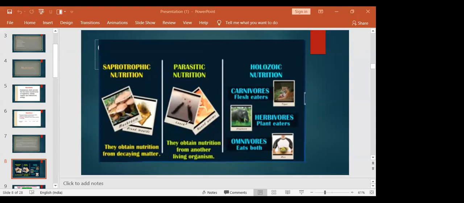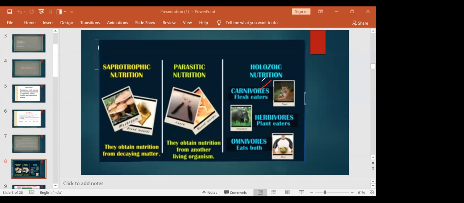Please make a note, children. Besides parasitic nutrition, one more type of nutrition is there, that is holozoic nutrition. Based on the intake of food, organisms are divided into three categories here: first, second, and third. In the first picture, it is about carnivores. For example, lion, cheetah, fox; they eat flesh, isn't it?